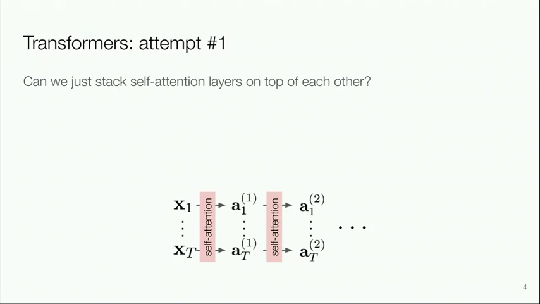So we have this whole sequence X. It gets processed into some other representation A1, which is another sequence, using self-attention. We do that again to get A2, and so on and so forth. There's a slight issue here. Can anyone figure out what the issue might be with this type of approach?